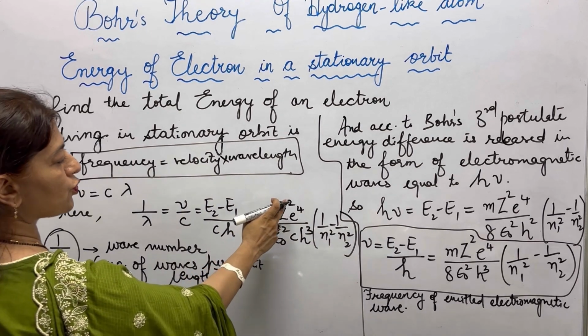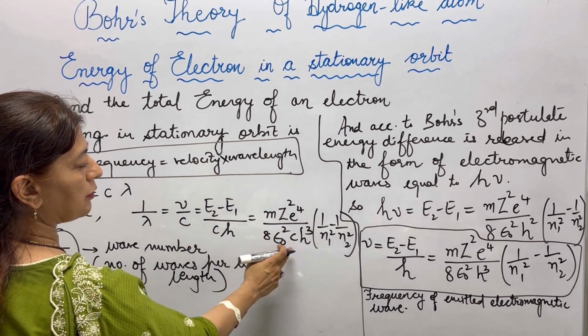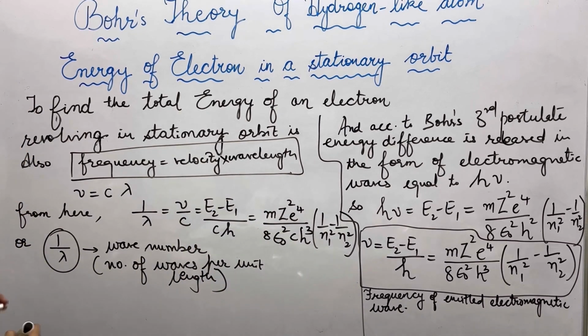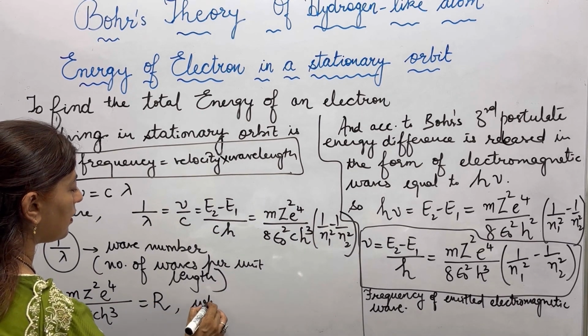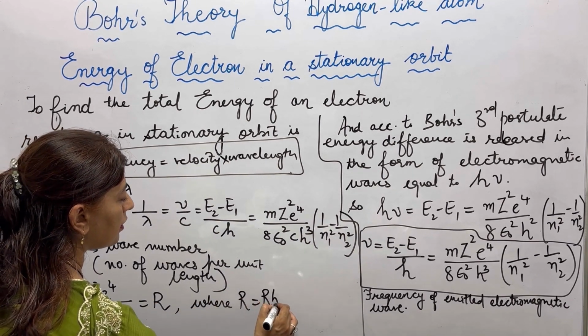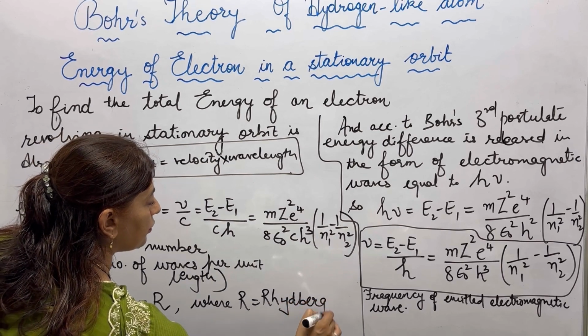And if you see this m z to the power 2 e to the power 4 upon 8 epsilon naught square c h cube, all this is also constant. It is denoted by capital R, and m z square e to the power 4 upon 8 epsilon naught square c h cube is equal to R, where R is a Rydberg constant.